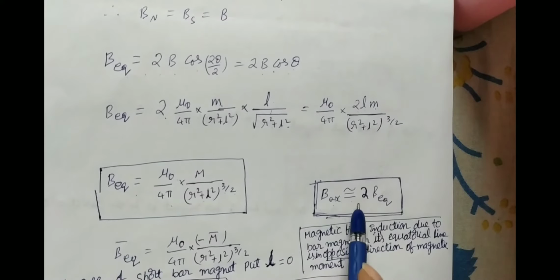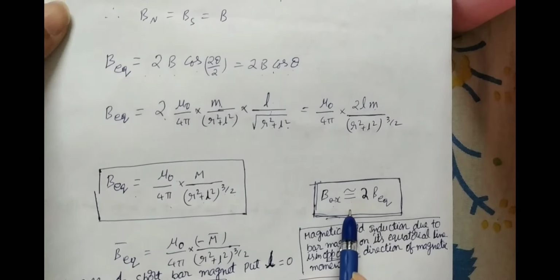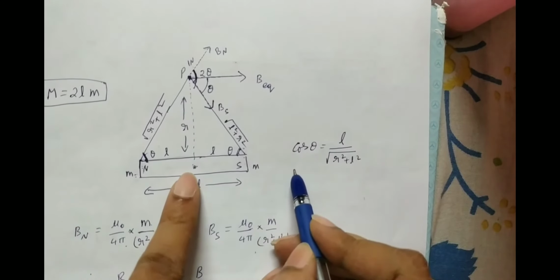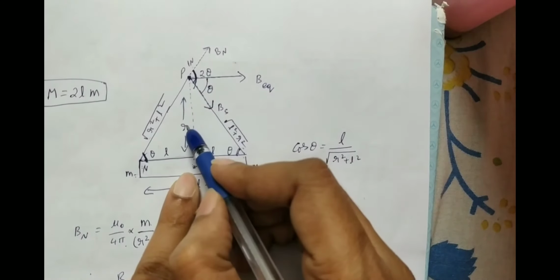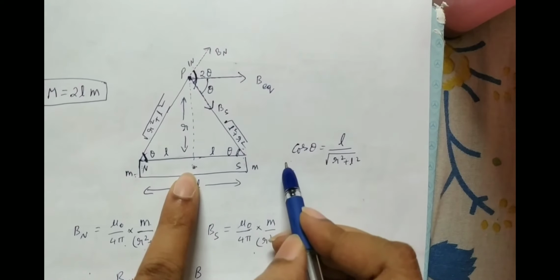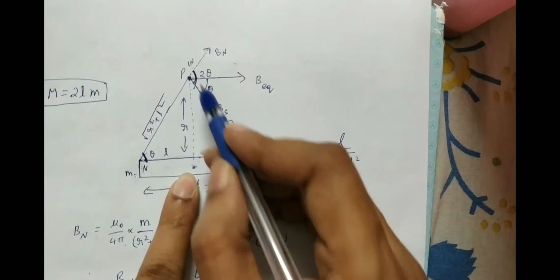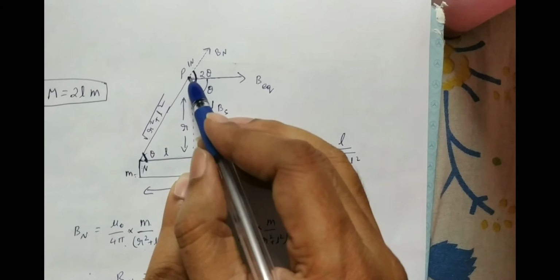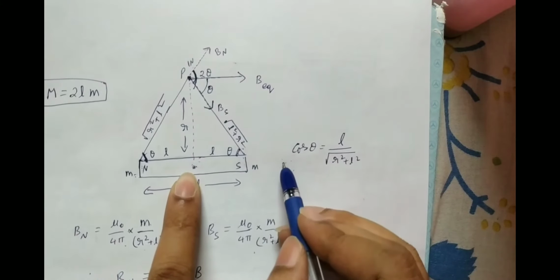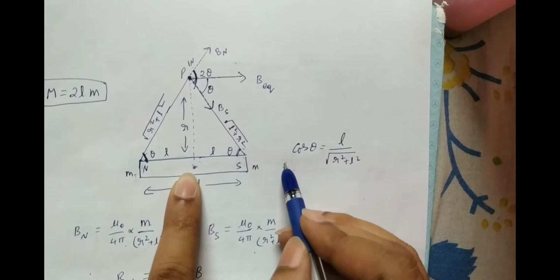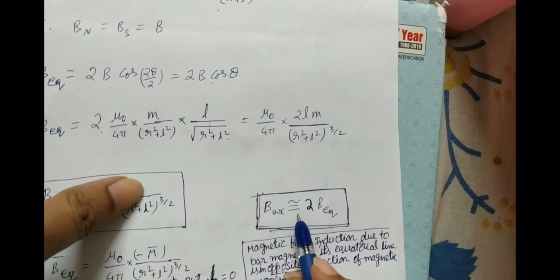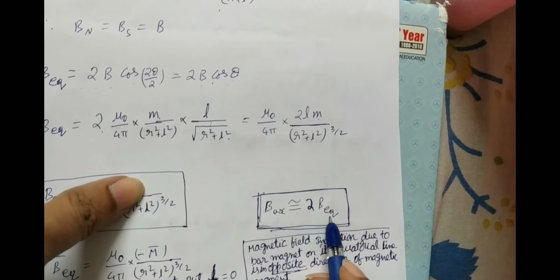If you take the same distance, suppose you take a point here which is r distance, and here also a point at r distance. At the same distance, one is on the axial line, the other is on the equatorial line. Then if the field here is B, here you get B/2. You get half of the field: the field on the axial line is 2 times that on the equatorial line. So B axial is equal to 2 times B equatorial.